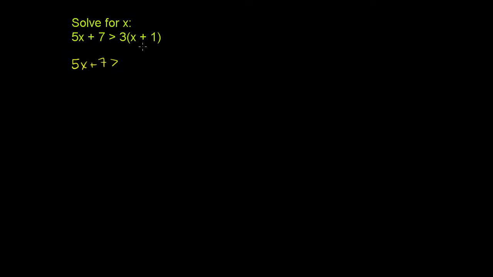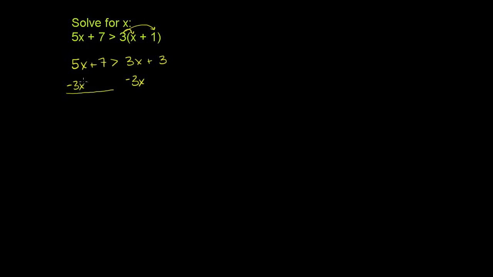So 3 times x plus 1 is the same thing as 3 times x plus 3 times 1. So it's going to be 3x plus 3 times 1 is 3. Now, if we want to put our x's on the left-hand side, we can subtract 3x from both sides. That'll get rid of this 3x on the right-hand side. So let's do that. Let's subtract 3x from both sides.